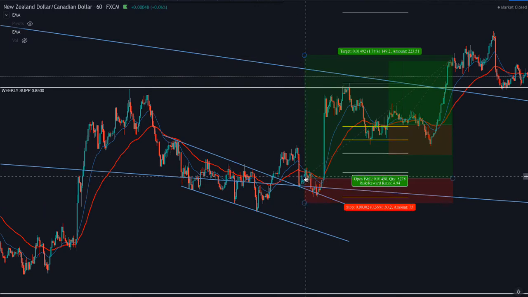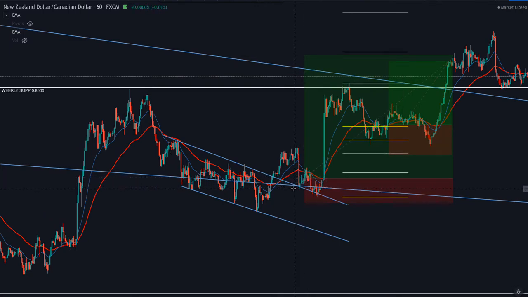So entered on the 5-minute break here. You can see you had the retest of this downward sloping trend line, sort of wedge formation. Look here as well, you do have quite a bit of support. So you've got 1 touch, 2 touch, 3 in this range, 4, 5, 6 here. So there's quite a bit around here.